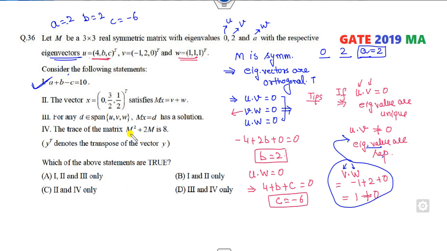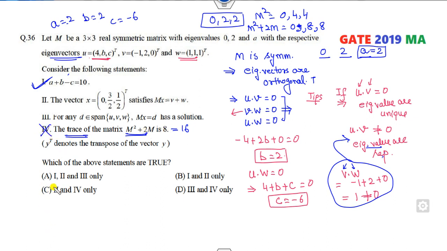Now you can see about the trace. So what is the eigenvalue of the m? So eigenvalue of the m is 0, 2 and 2. Fine. So what is the eigenvalue of the m square? 0, 4, 4. What is the eigenvalue of the m square plus 2m? It's 0 plus 0, then 4 plus 4 is 8, 4 plus 4 is 8, and the trace is 16, but he said 8. Fourth option is cancelled. So this option is cancelled, this option is cancelled.